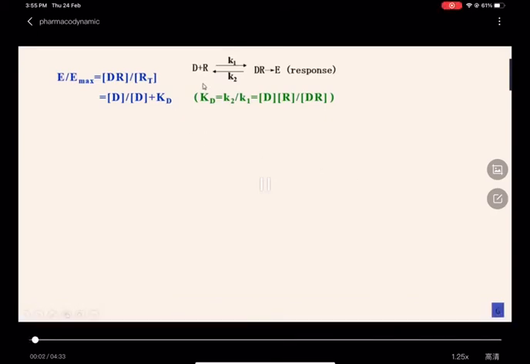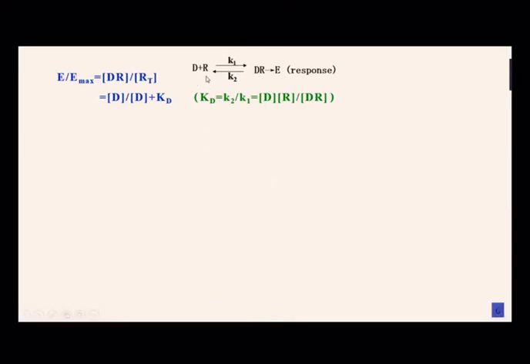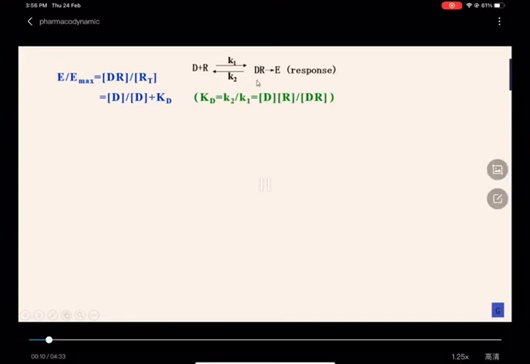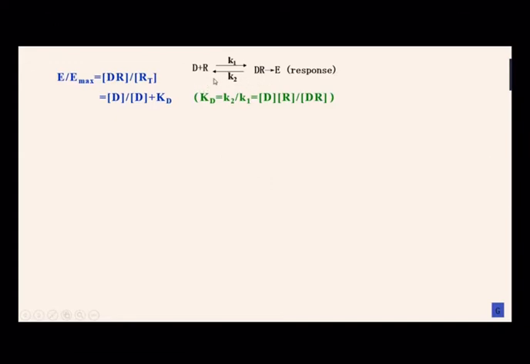Look at this equation. D represents drug, R represents receptor. DR is the drug-receptor complex. Drug binding to the receptor could induce an effect. This equation is reversible. E represents effect. Emax represents maximal effect. RT represents total receptor. The ratio of E to Emax equals the ratio of bound receptor to total receptor.